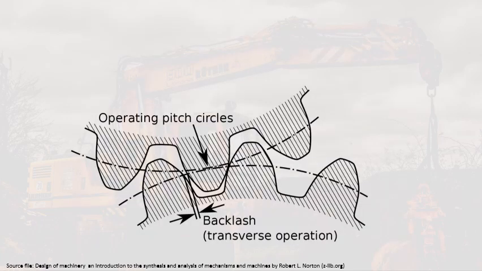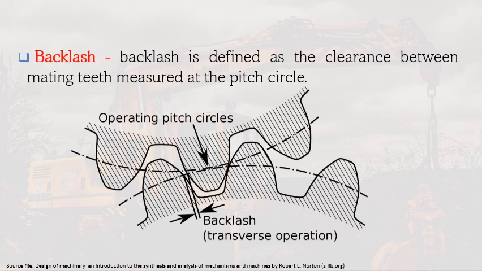Another factor affected by changing the center distance is what we call the backlash. It is defined as the clearance between the mating gear teeth measured at the pitch circle. So increasing the center distance will increase the backlash, and vice versa. As you can see here, this is the backlash, and it is measured at the pitch circles of the mating gears.